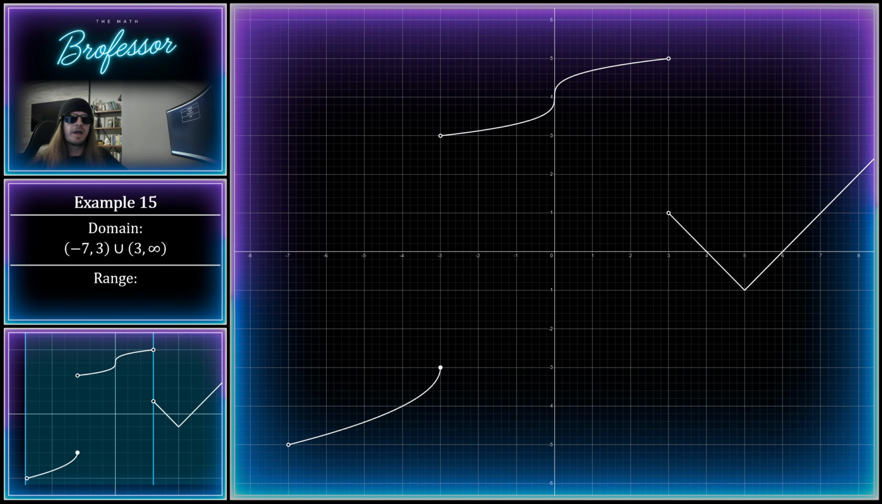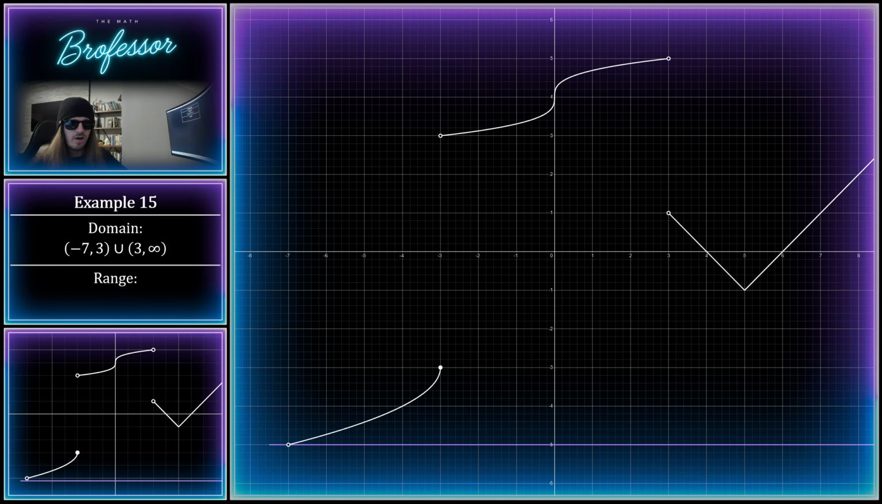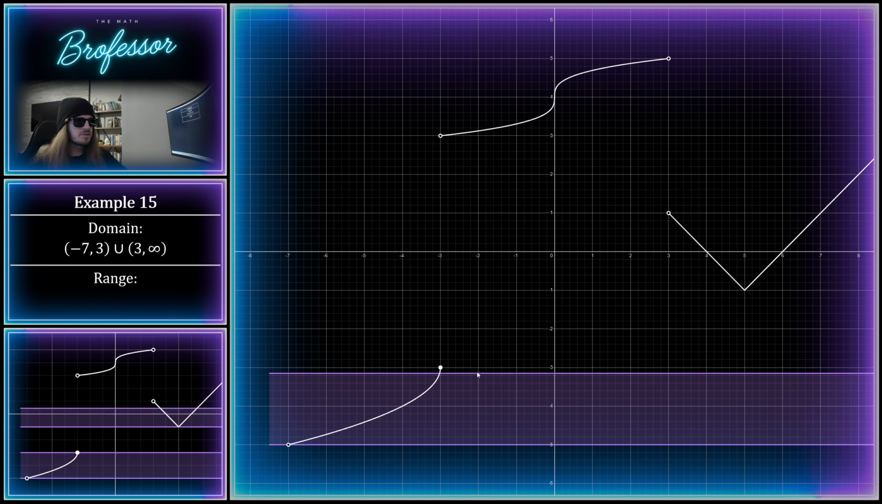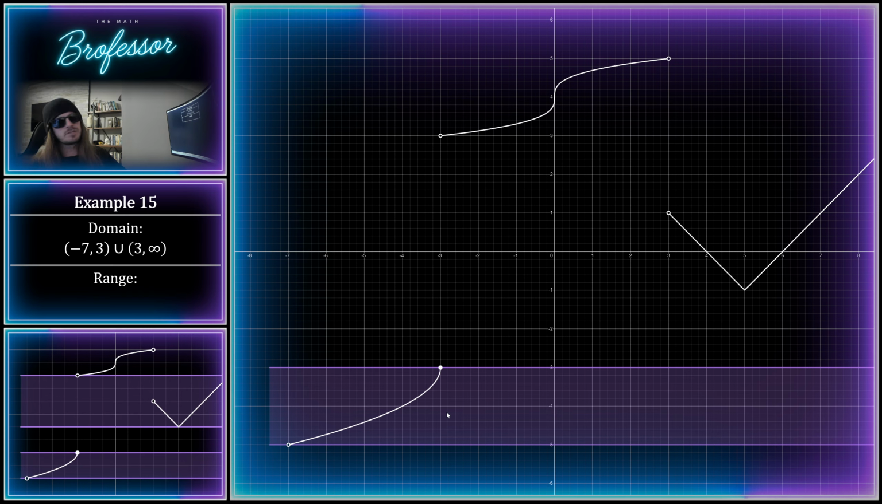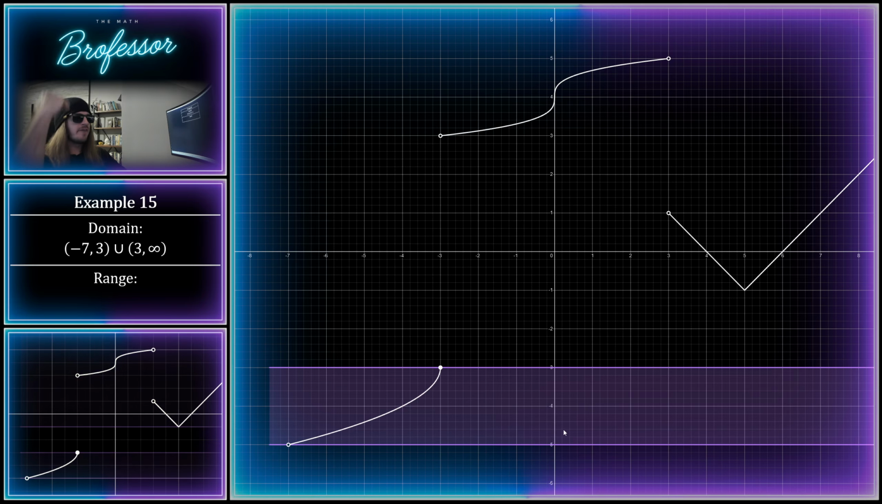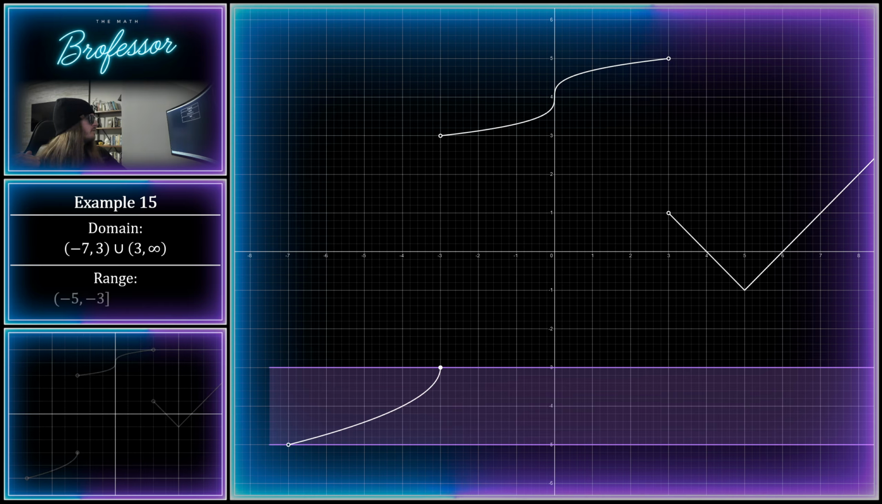Let's see about the range. Coming up from the bottom, we'll come up to this open dot here at -5, and then we'll go up to this closed dot at -3. So that's the first part of our range. We can see that there's clearly going to be a gap after this, so we need an interval right here. -5 parenthesis to -3 bracket.